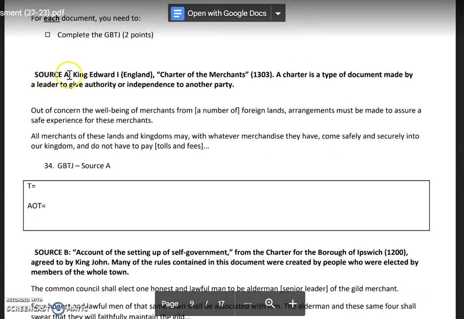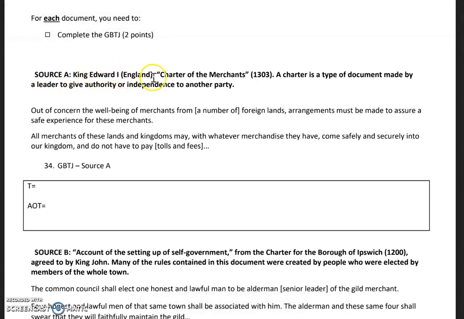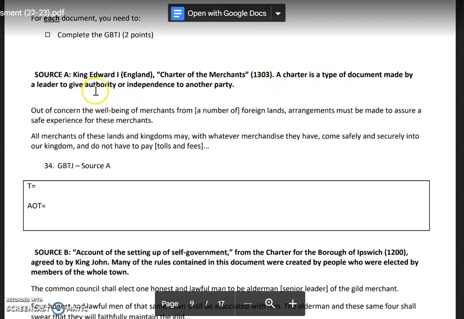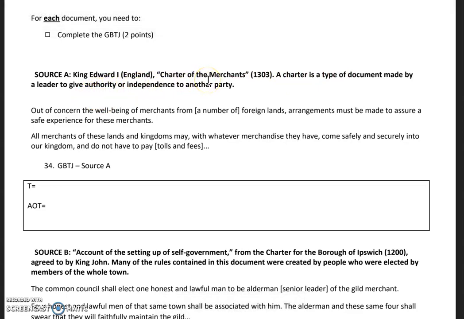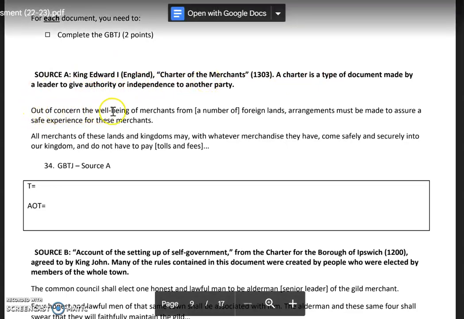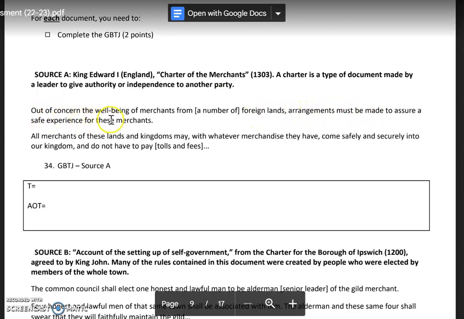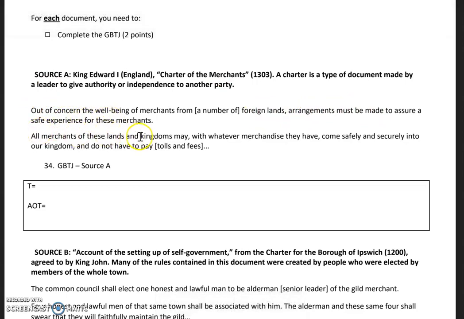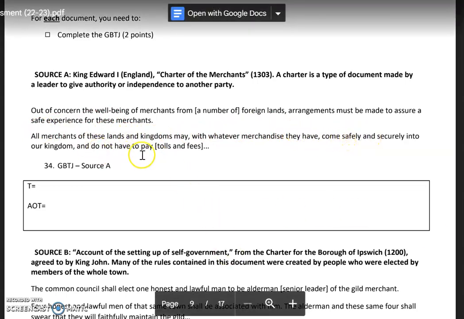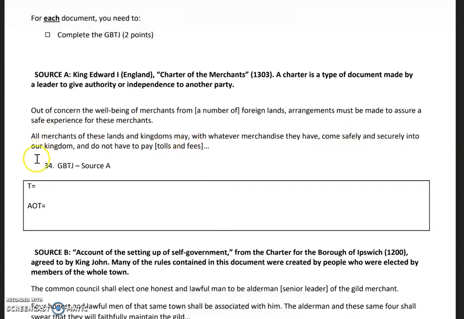Source A. King Edward I of England. Charter of the Merchants, 1303. A charter is a type of document made by a leader to give authority or independence to another party. Out of concern for the well-being of merchants from a number of foreign lands, arrangements must be made to assure a safe experience for these merchants. All merchants of these lands and kingdoms may, with whatever merchandise they have, come safely and securely into our kingdom, and do not have to pay tolls and fees.